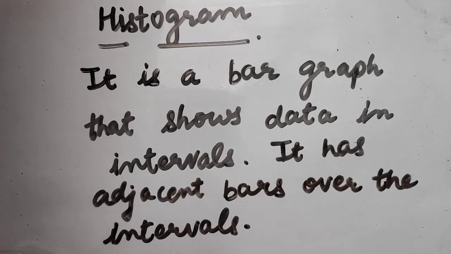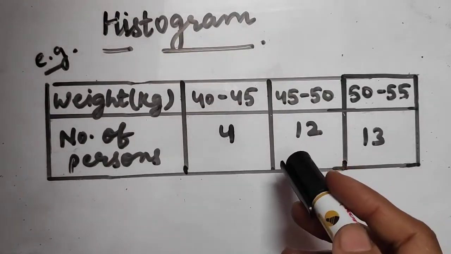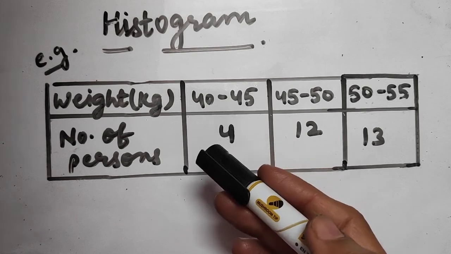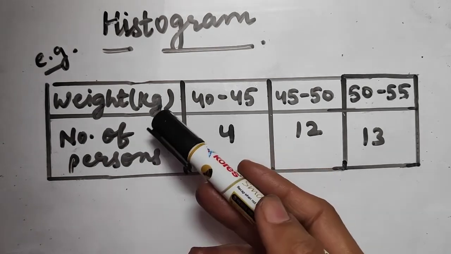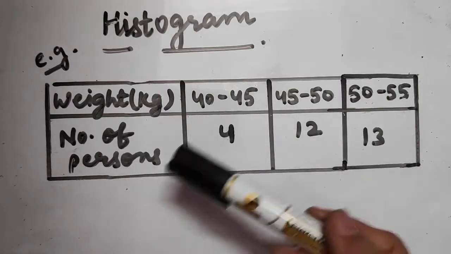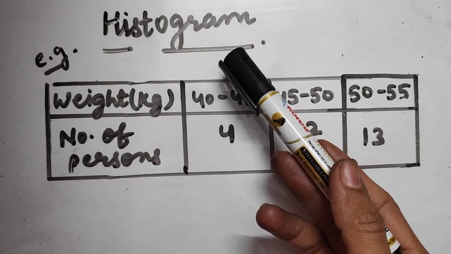Now, I am going to make a histogram for an example. Let us understand this histogram with the help of an example now. So, dear children, this table is showing the distribution of weights in kg of few persons of a locality. Now, using this table, I am going to make the required histogram.